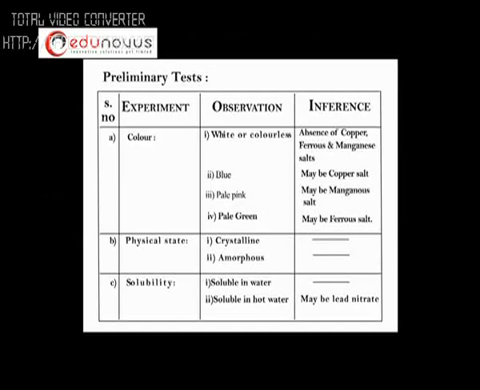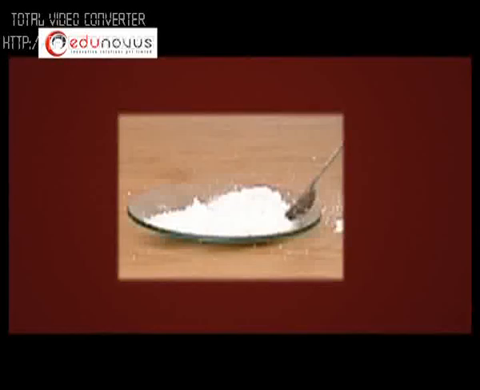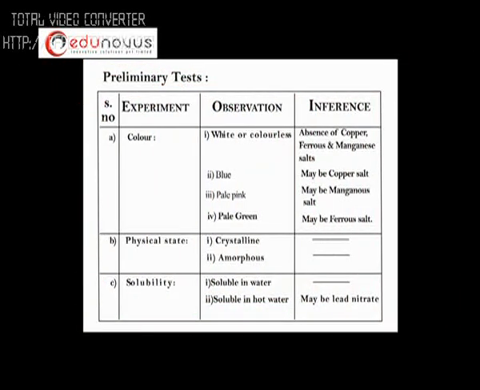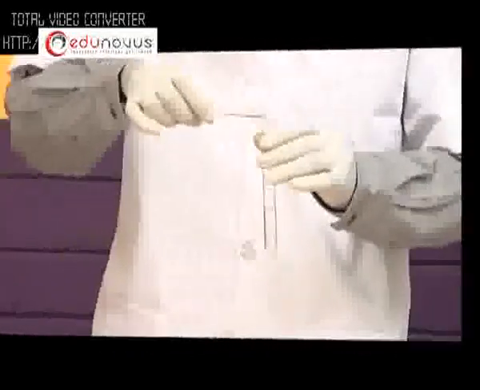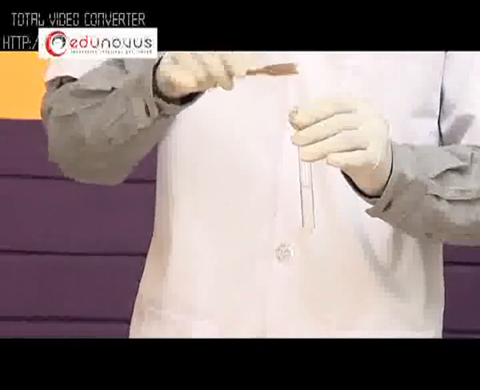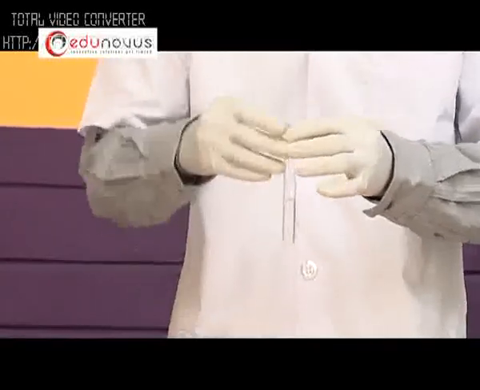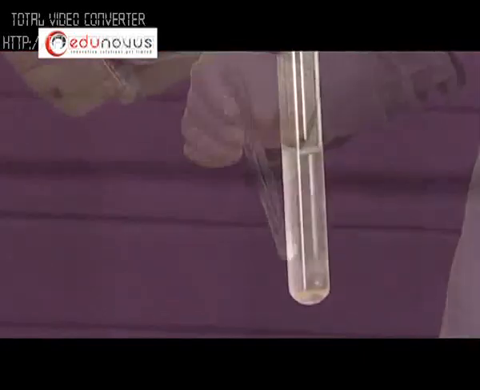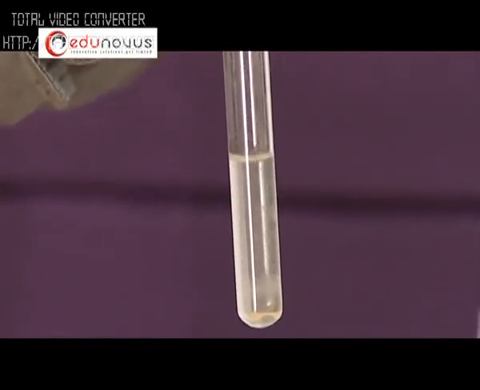Now, the next test is physical state. The physical state of the given sample is crystalline. Now, the next test in the preliminary examination is solubility. We add a small amount of the given salt to the test tube containing water. We observe that the given salt is soluble in cold water.